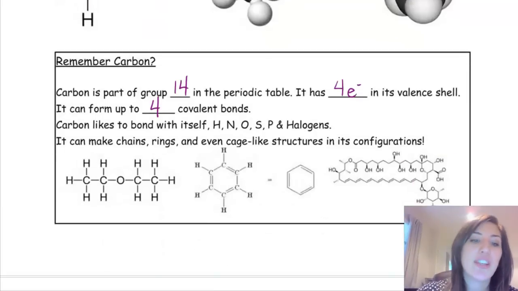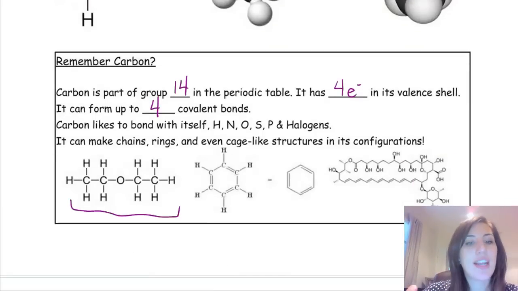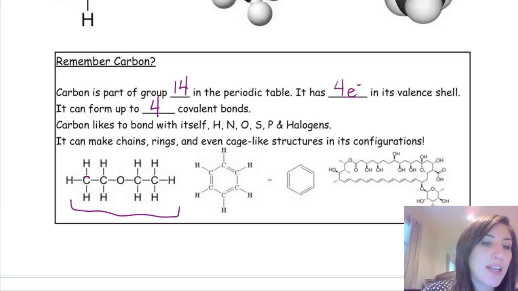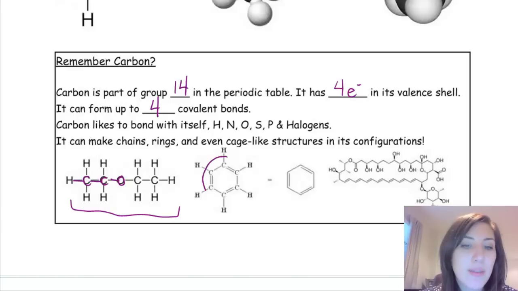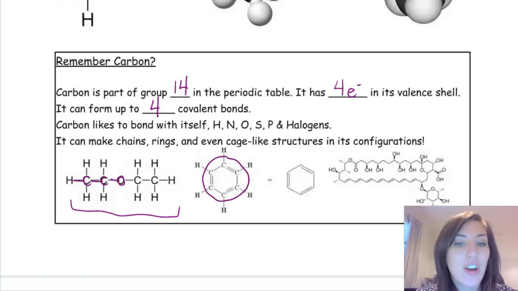It can make things like chains. So here we would have a linear straight line chain. Carbon here is binding with a hydrogen on its left, another carbon on its right, and an oxygen on that right. Here we see the carbons make a big circle. This is called a ring structure. So these C's have a single bond or a double bond with the other C. Also, they have hydrogens sticking out on the whole outsides.